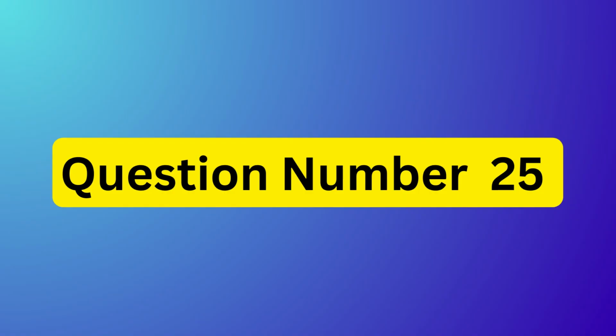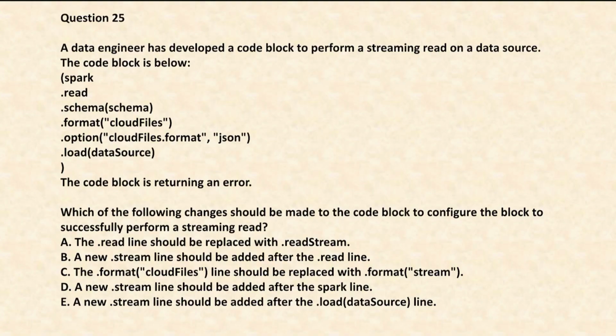So let's move on to the next question. A data engineer has developed a code block to perform a streaming read on a data source. The code block is below. The code block is returning an error. Which of the following changes should be made to the code block to configure the block to successfully perform the stream read? Okay. So in this question, you need to be aware of how to use your streaming reads. What is the syntax of streaming reads? What are the options and formats you need to use in the streaming reads?